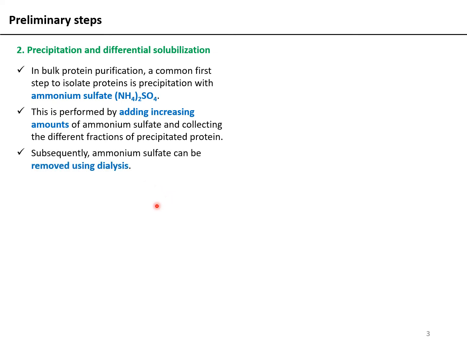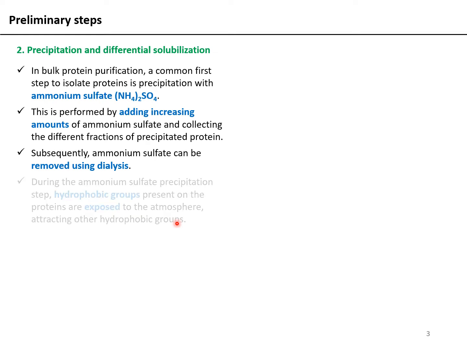So subsequently, the ammonium sulfate can be removed using dialysis. Say for instance you have precipitated out as many proteins as you possibly could without precipitating out your protein of interest. So your protein of interest is still in solution and unwanted proteins have been precipitated out. Now you have to remove this ammonium sulfate from the load before you can add this load to the beads which you'll be using for purification. This ammonium sulfate can be removed by simply performing a dialysis.